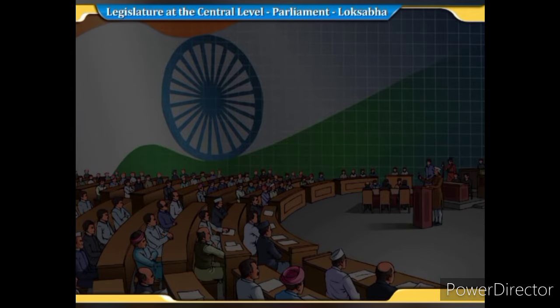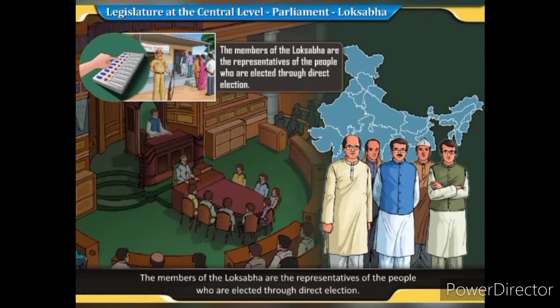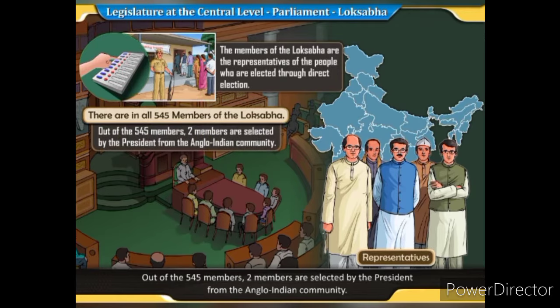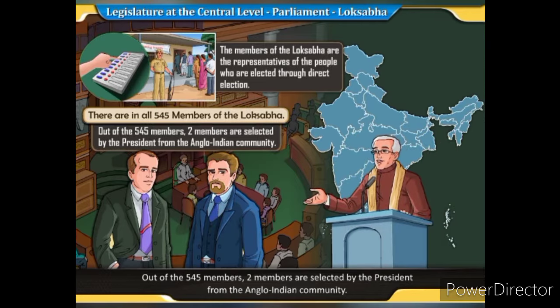Legislature at the central level, Parliament, Lok Sabha. Lok Sabha is the lower house of the Parliament. The members of the Lok Sabha are the representatives of the people who are elected through direct election. There are in all 545 members of the Lok Sabha. Out of the 545 members, 2 members are selected by the President from the Anglo-Indian community.